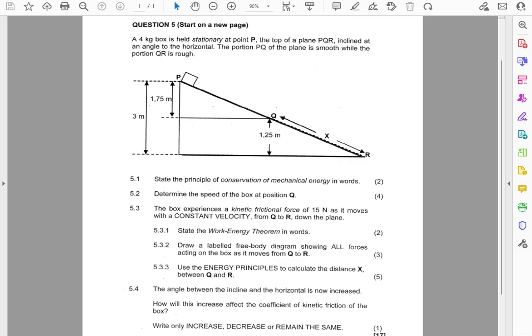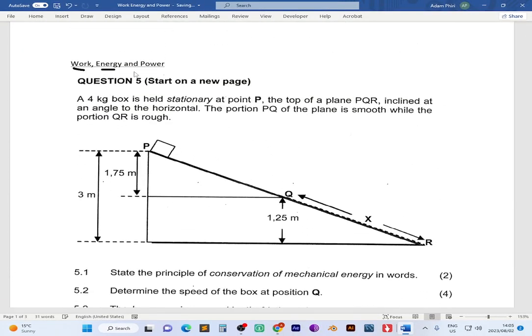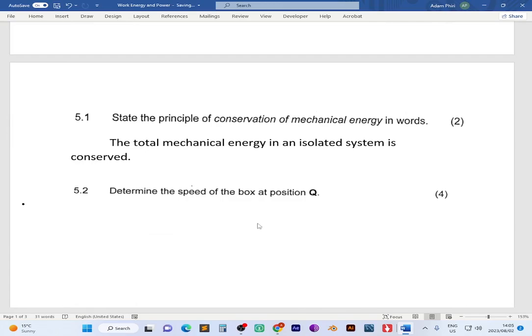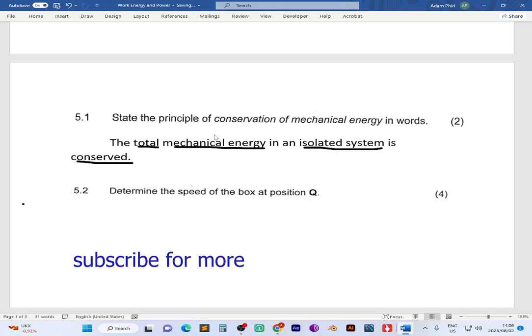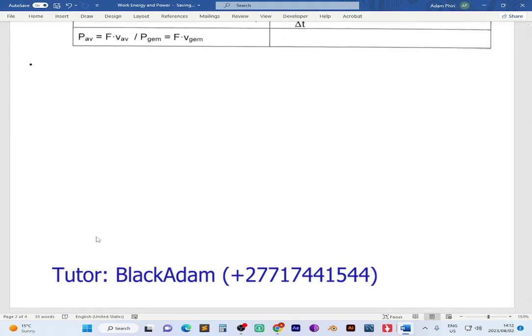Remember to pause and go through the problem, answer it on your own, and then from there you can check if you answered in the correct way. So, state the principle of conservation of mechanical energy, and that's the definition. The total mechanical energy in an isolated system is conserved, meaning that it doesn't change. So make sure that you have those words that are ticked or equivalent ones.